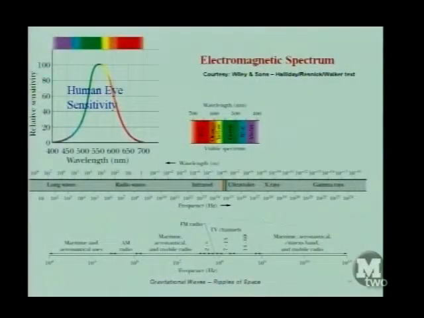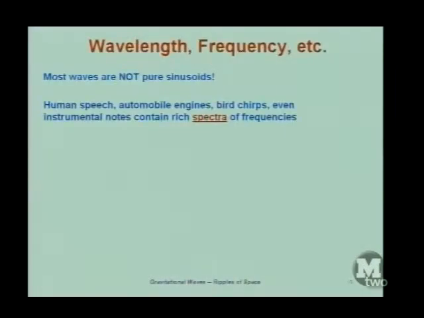Okay, so far I've really been talking in terms of idealized sinusoidal waves, where we have one well-defined wavelength and a corresponding well-defined frequency. But many waves are not that way. They actually have a broad spectrum of different frequencies, different wavelengths that they're made up of. And for example, if we talk about audio waves, sound waves, we have human speech, which can be quite complicated, automobile engines, the chirps of birds, and even instrumental notes contain a rich spectrum of frequencies.